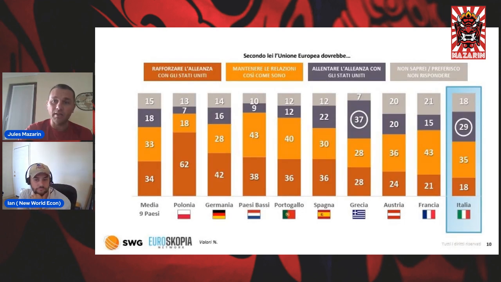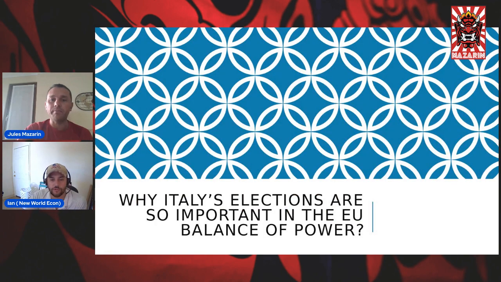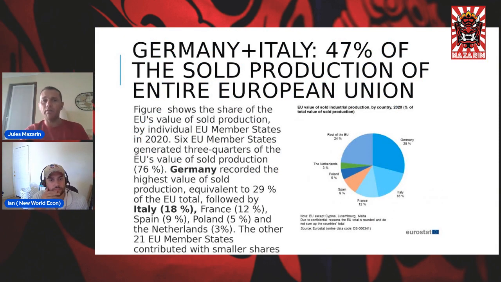This is another interesting thing that you can see. For example, if you see the difference between Italy and Poland, a country next to the border with Russia, in Poland 62% of the voters want to make the influence of the US bigger with them. In Italy, it's only 18%. So it's interesting.